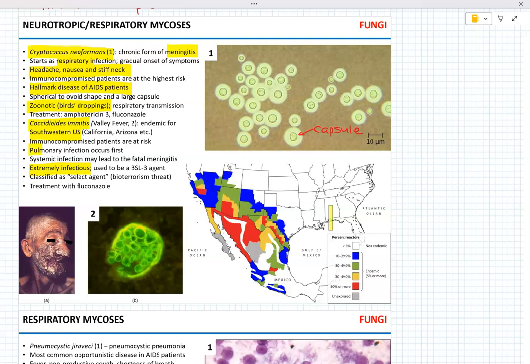Same story. You have respiratory infection first, meningitis second. Okay. For reasons unbeknownst to me, actually, it's classified as a select agent. Just FYI, the term select agent refers to a potential bioterrorism threat. Okay.